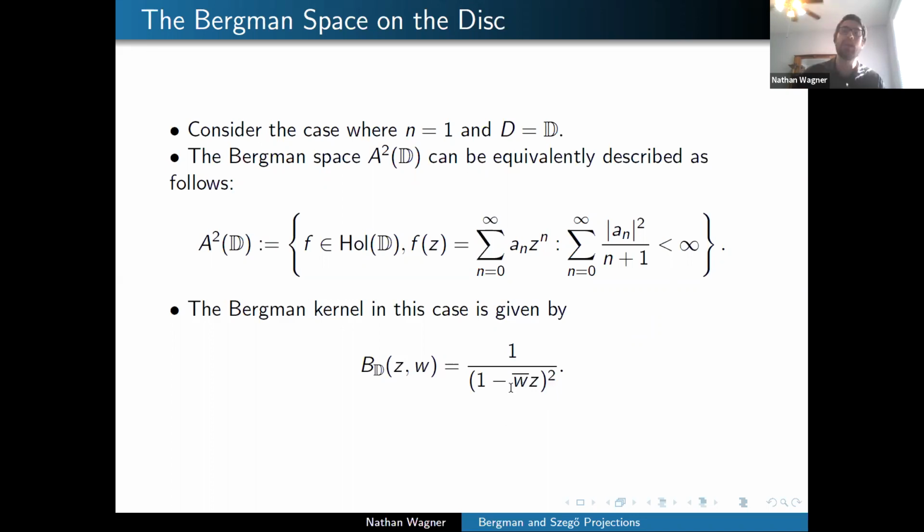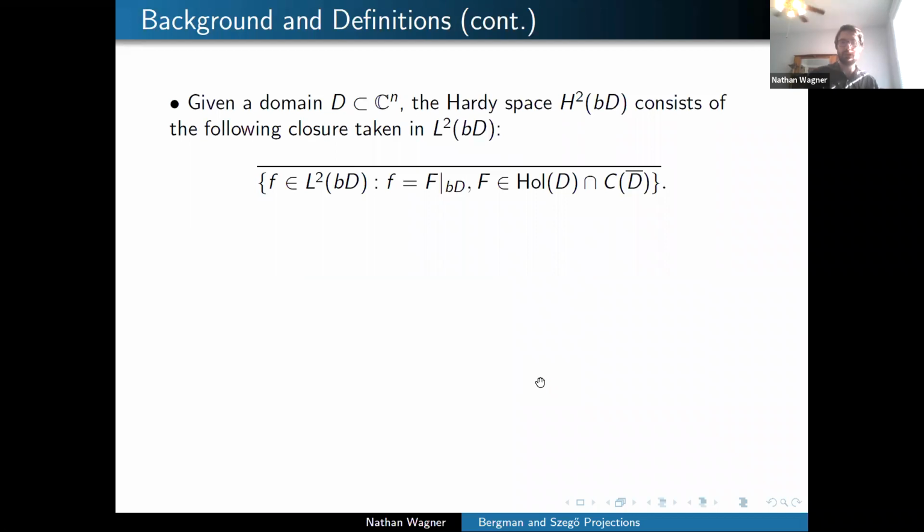And then in several complex variables, I can't exactly multiply complex numbers, right? Because they're vectors, not scalars. But I would replace this w-bar z by an inner product. And in fact, sometimes people still write w-bar z even in several complex variable notation, but they mean the inner product. So, okay, so that's the Bergman space.